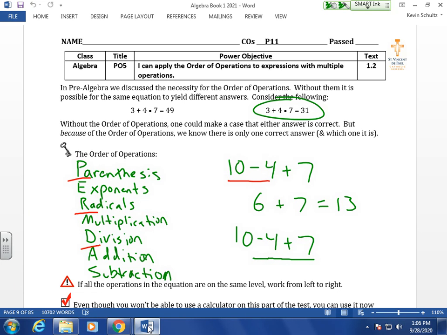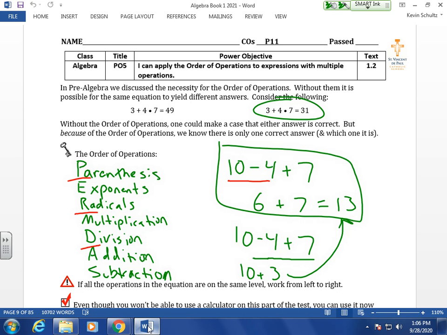So if you wanted to add first, you could by taking negative 4 plus 7, which is positive 3, and then 10 plus positive 3 gets you to the 13 we already got. Okay? So typically, the most correct way to handle it is to just work from left to right, subtract first, and then add.